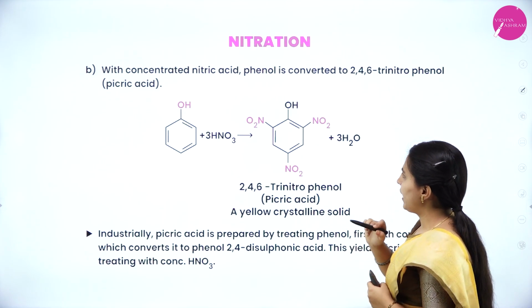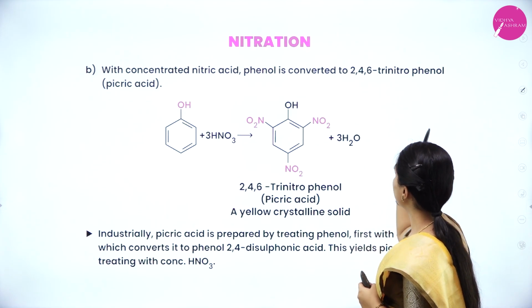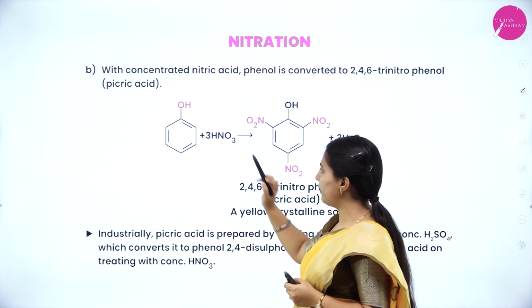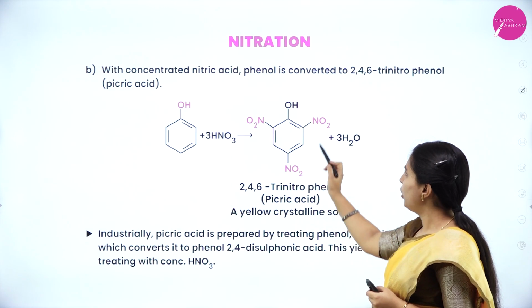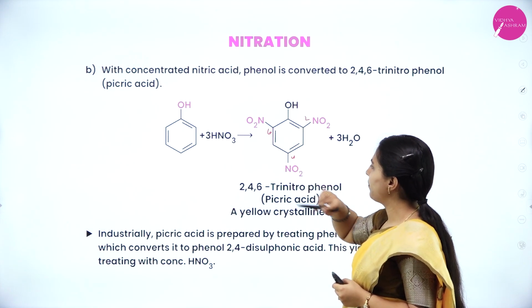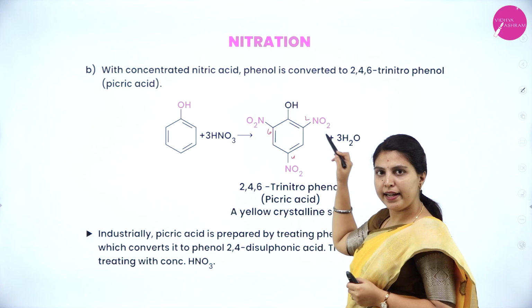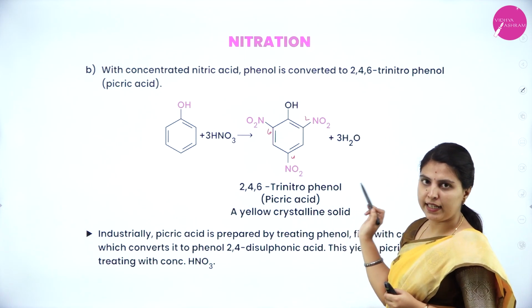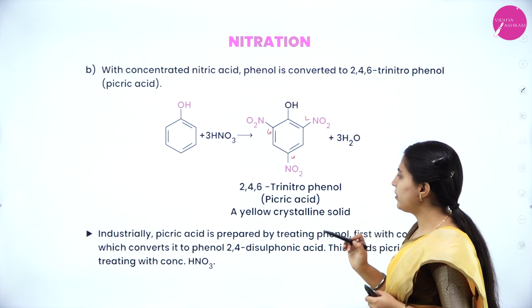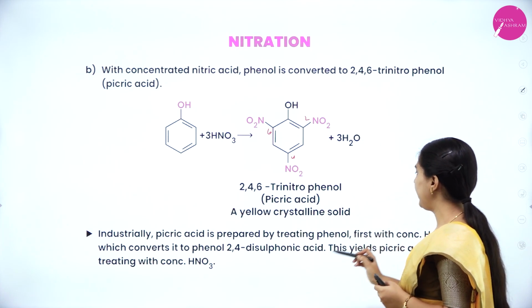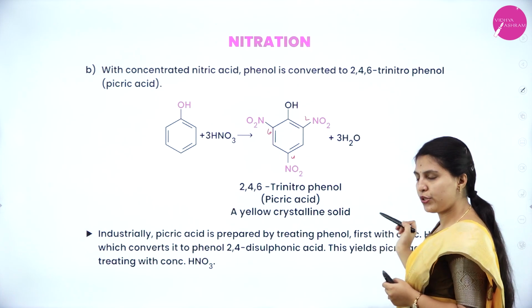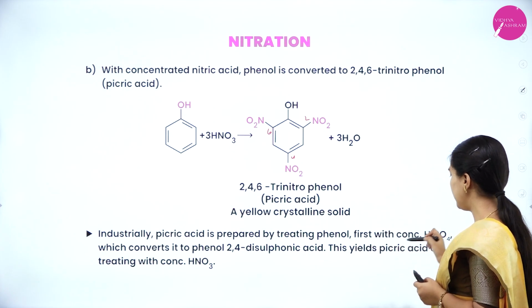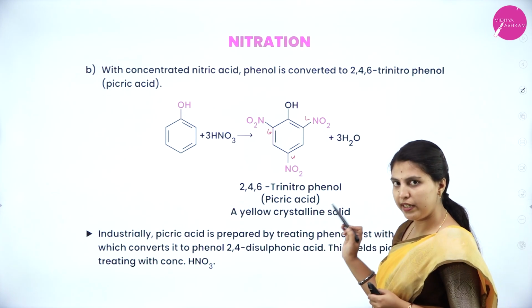With concentrated nitric acid, phenol is converted to 2,4,6-trinitrophenol, whose common name is picric acid. When phenol is treated with nitric acid, it will form 2,4,6-trinitrophenol, because three nitro groups are there, which is picric acid by common name. Industrially, picric acid is prepared by treating phenol first with concentrated H2SO4, which converts it into phenol-2,4-disulfonic acid. This yields picric acid on treating with concentrated nitric acid.